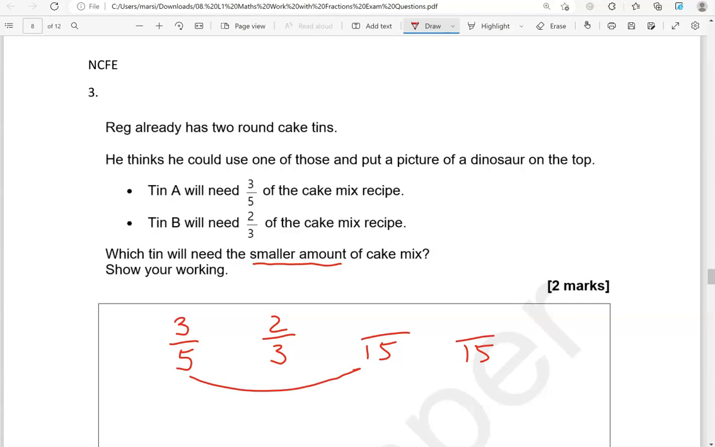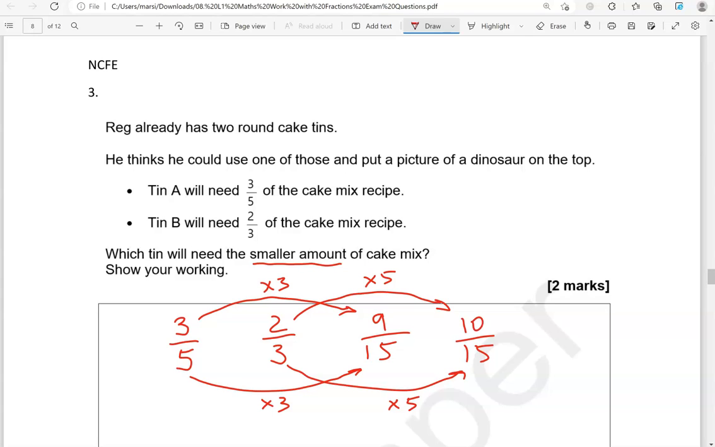To get from 5 to 15, we multiply by 3, so we'll do the same to the top number. 3 times 3, that is 9. To get from 3 to 15, we multiply by 5, so we'll do the same to the top number. 2 times 5, that is 10. Can we compare these two now? Definitely 10/15 is greater than 9/15. So 2/3 is greater than 3/5. But we're looking for the smaller amount. So that is 3/5. And that is tin A.